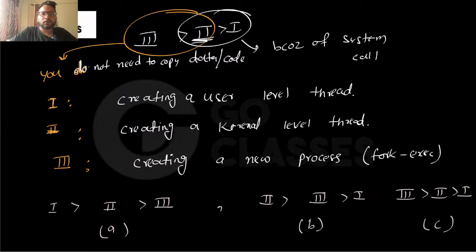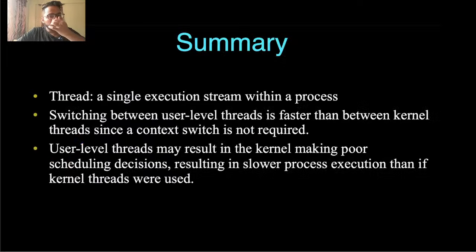Okay, so now let's just continue. This is the summary: a thread is a single execution stream within a process. I hope everyone agrees with this. Switching between user level threads is faster than between kernel level threads, since a context switch is not required.